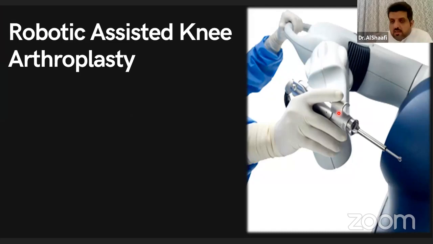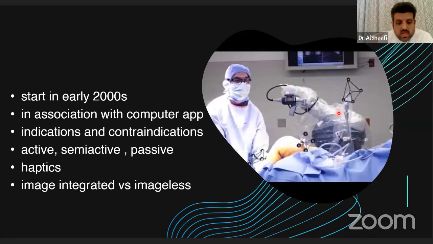The second technology is robotic-assisted knee replacement. The integration of robotics into knee arthroplasty procedures actually began in the 2000s and has seen wide-scale adoption in the past several years.